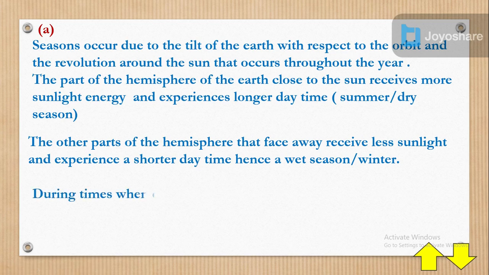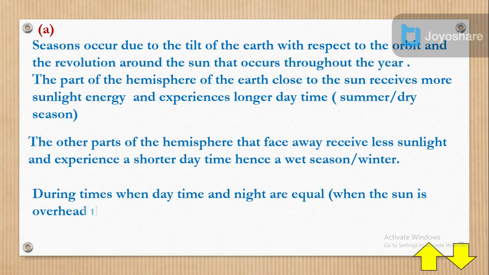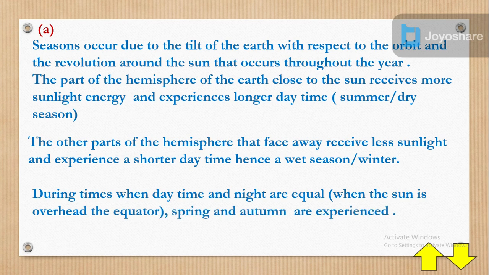So more details. Now, during the times when the daytime and night times are equal, that's the equinox I explained. When the sun is overhead the equator, spring and autumn are experienced. So now, when the sun is overhead the equator, I will explain this once more.